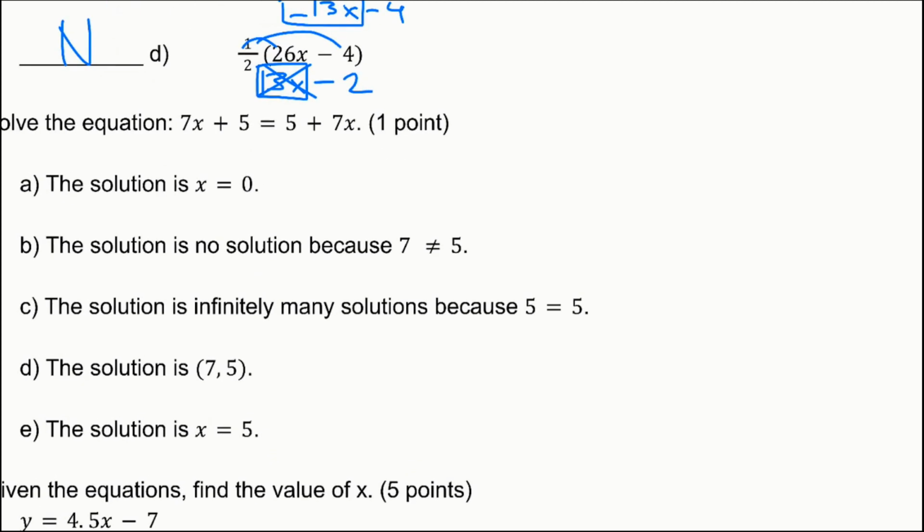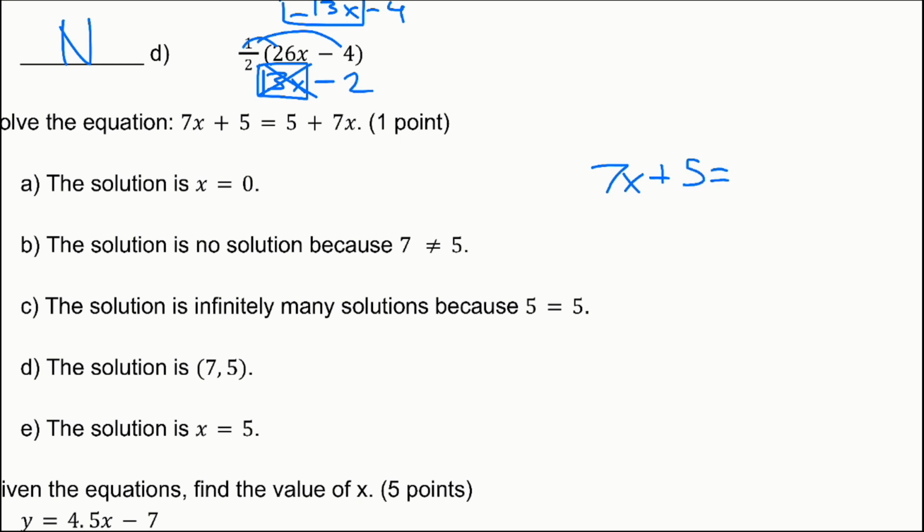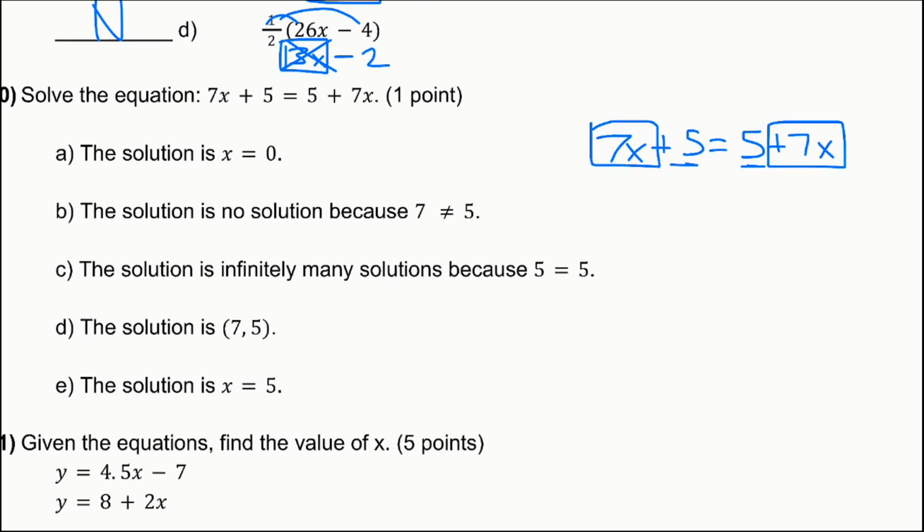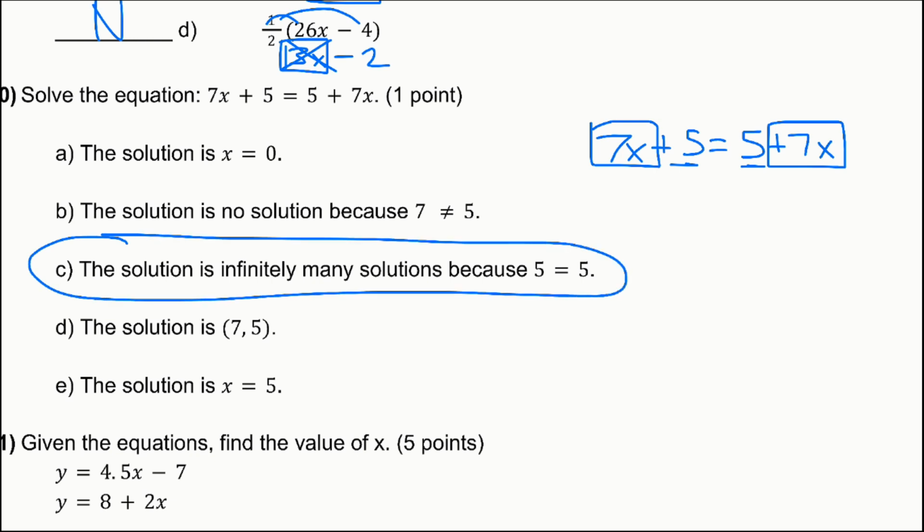Next one, solve the equation. 7x plus 5 equals 5 plus 7x. Now, I see the way that this is already set up. This is going to be easy for us, okay? So since those variable coefficients are the same, it's either going to be a no solution or infinitely many solutions, okay? This is a 5 and this is a 5, so that means the constants are the same as well. So we've got same constant, same variable. This is going to be C, infinitely many because of that reason.